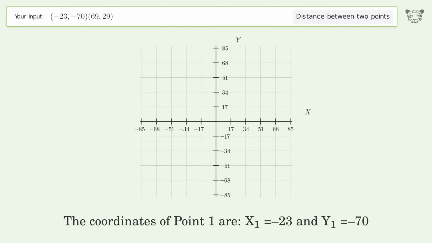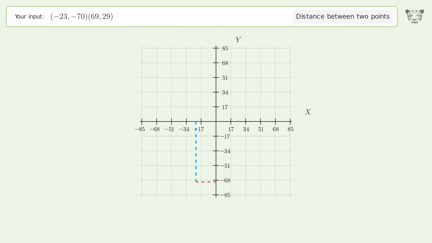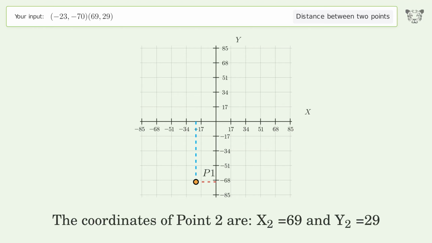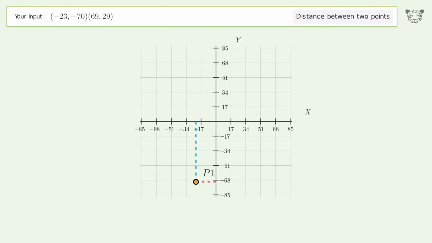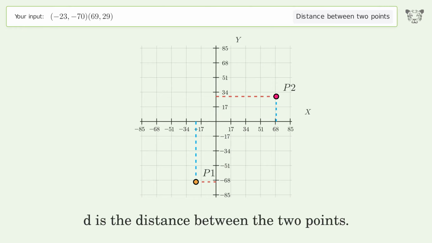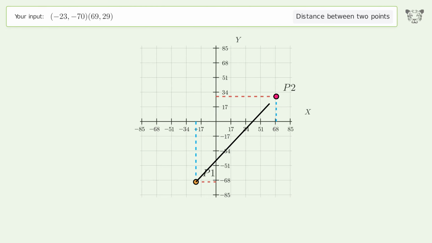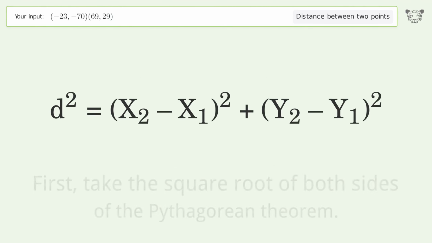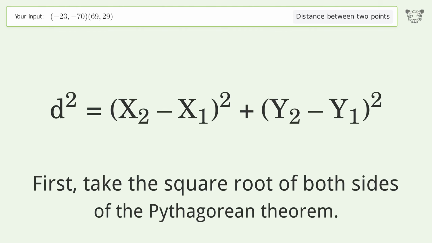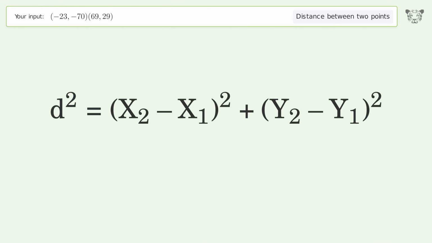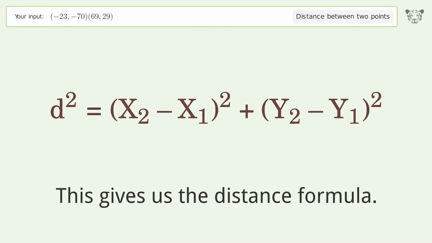The coordinates of point 1 are x1 equals -23 and y1 equals -70. The coordinates of point 2 are x2 equals 69 and y2 equals 29. D is the distance between the 2 points. First, take the square root of both sides of the Pythagorean theorem. This gives us the distance formula.